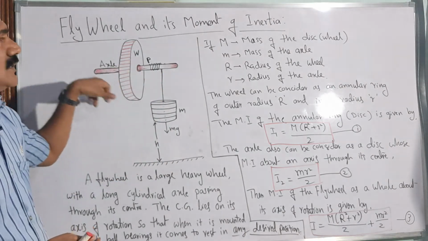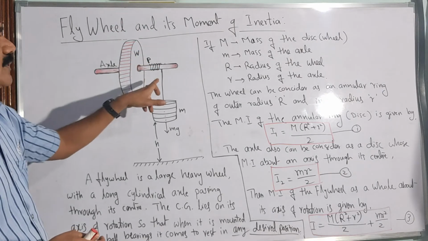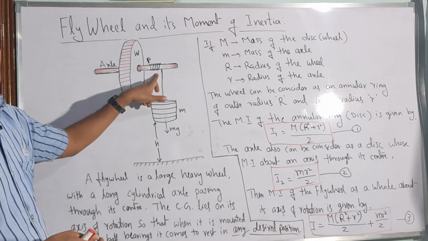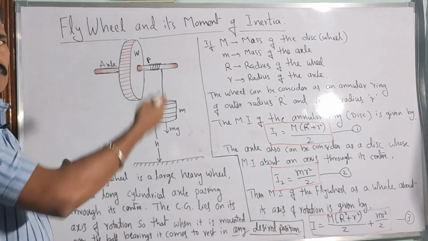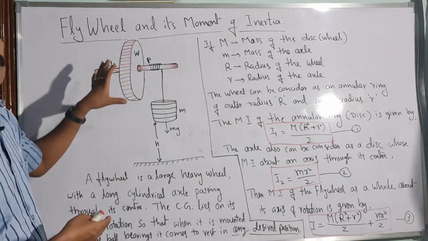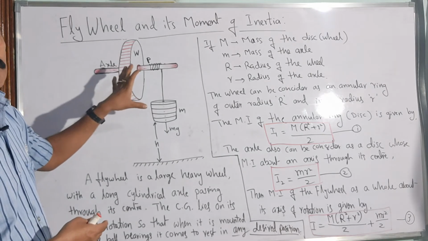How many rotations of the wheel are made depends upon the number of turns on the thread. If n turns are there on the thread, then the wheel is expected to rotate n turns. Like that the flywheel works here. Clear? So that is what a flywheel is.